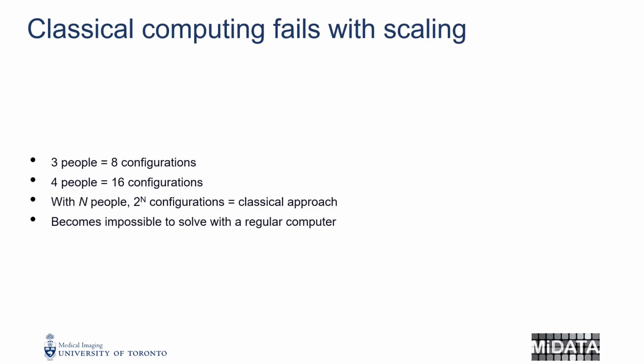To put this in perspective, if you had 3 people, there'd be 8 possible configurations. With 4, you'd have 16. But with n people, you'd have 2 to the power of n configurations, which is the classical approach to this particular problem. You would have to calculate each one of those configurations. And if you have a really, really large number, it becomes impossible to solve these kinds of problems with a regular computer.